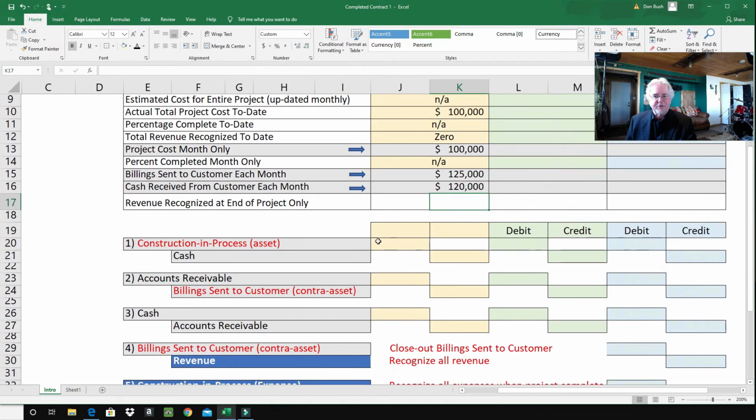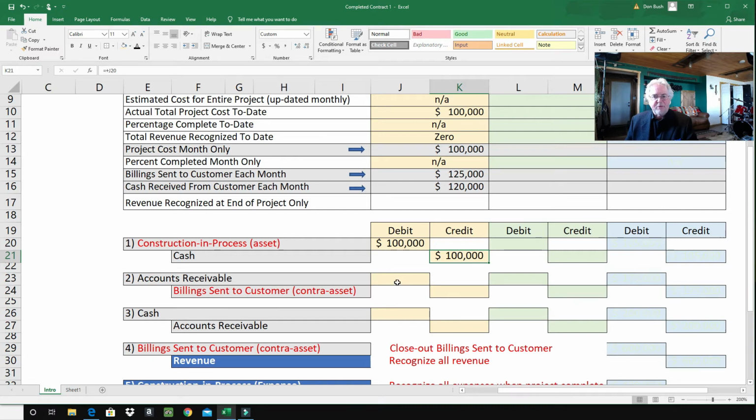Fortunately, the journal entries are very simple. So construction in process. Well, how much did we spend on the project for this first month? We spent $100,000. You can look right up above here, $100,000 actual total cost to date. And we're assuming that we spent cash to do this.